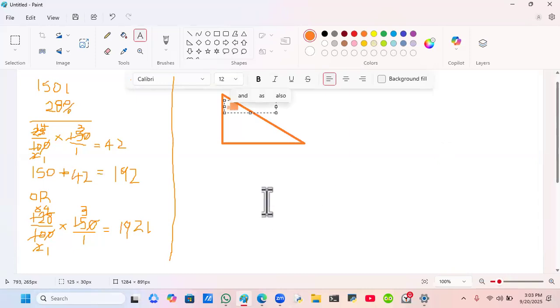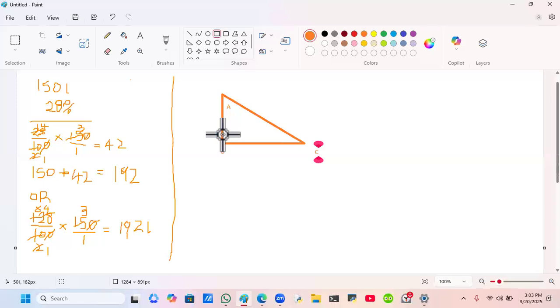On top is A. On that side is B. On this side is C. Then the triangle has 6 here, 10 cm here on the hypotenuse, and y on it. Yes, y on B. You are asked to find y.